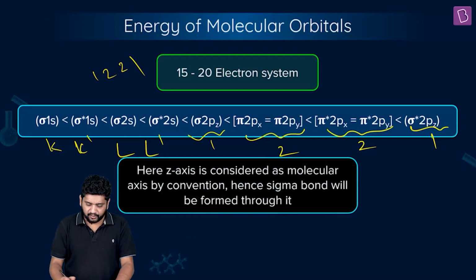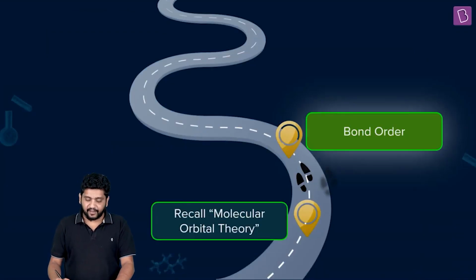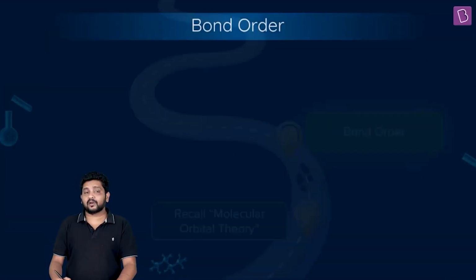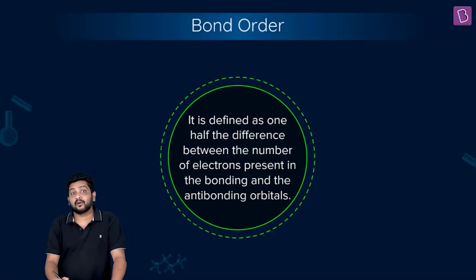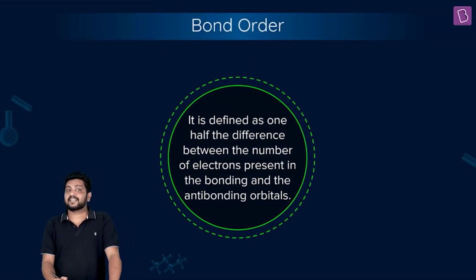Cool. So going forward, what all molecules did we have? I have already told you about bond order. Bond order helps us in finding out whether a molecule will exist or not. It is B minus A by 2: bonding electrons minus antibonding electrons, divided by 2.